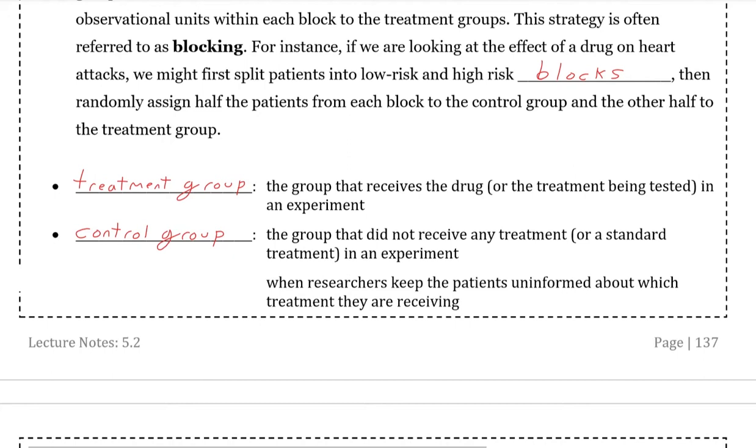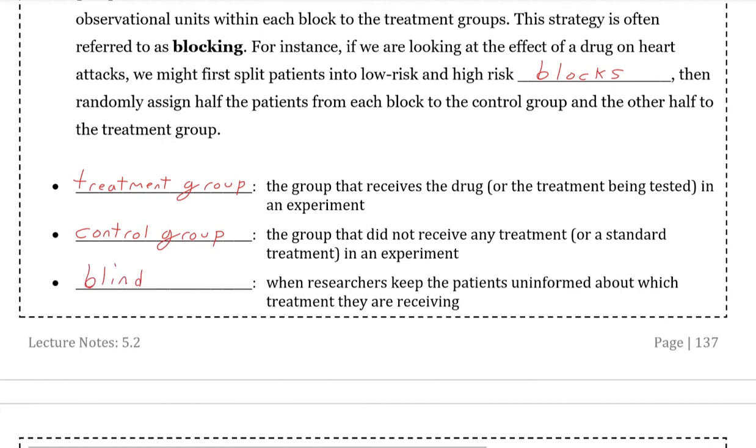And the control group is the group that did not receive any treatment or standard treatment in an experiment. Oftentimes, the control group is the group that is either given in a medical study a sugar pill or something that is not meant to influence them, or if we're talking about a non-medical study, maybe we ask them to sit in a room quietly to try to simulate no change.